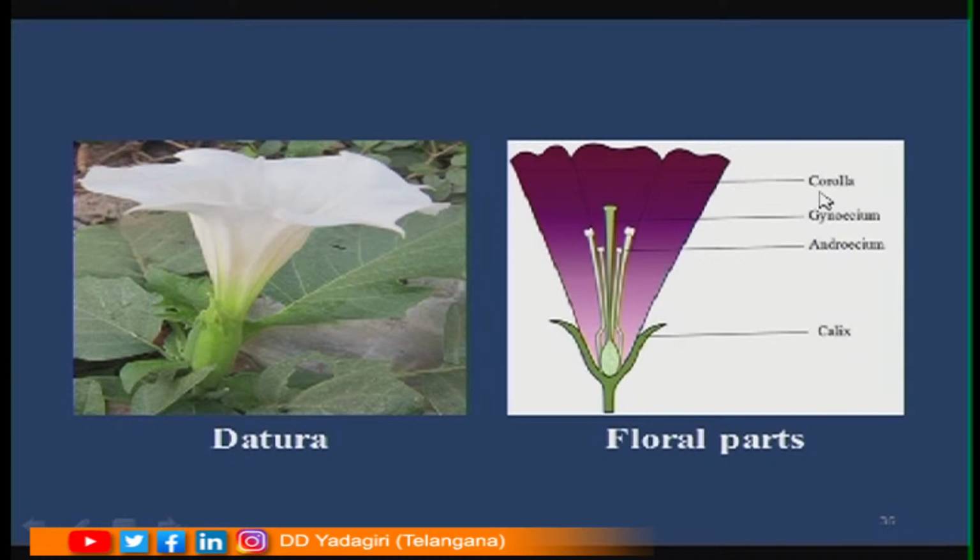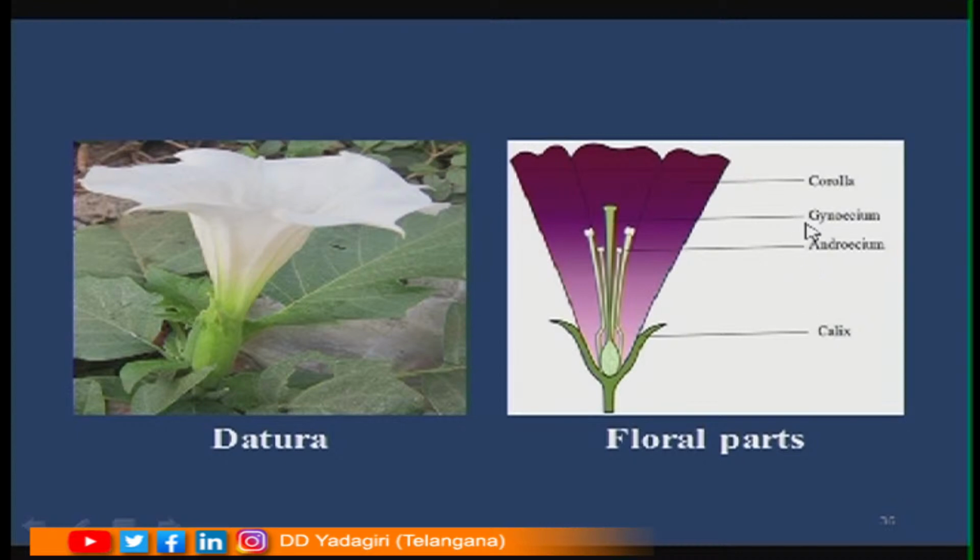Now, the second one is corolla. Corolla is made up of petals. They are very colorful. What is the function of this? It attracts the insects for the process of pollination. Now, the third whorl of the flower is the male reproductive part, that is called androecium. Androecium consists of anthers. Inside the anther, pollen grains are present, and pollen grains are called male gametes.